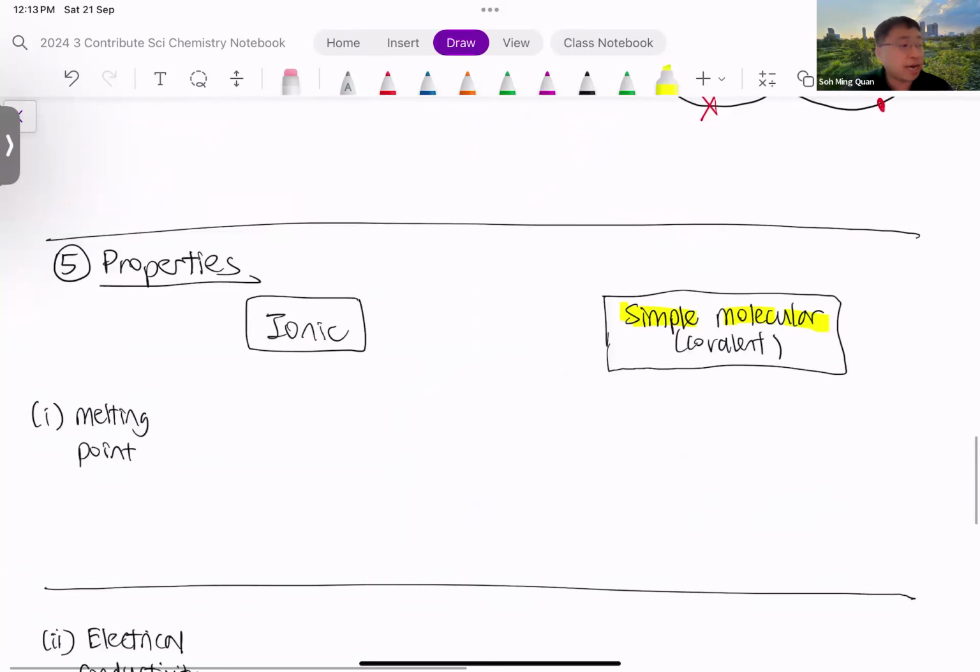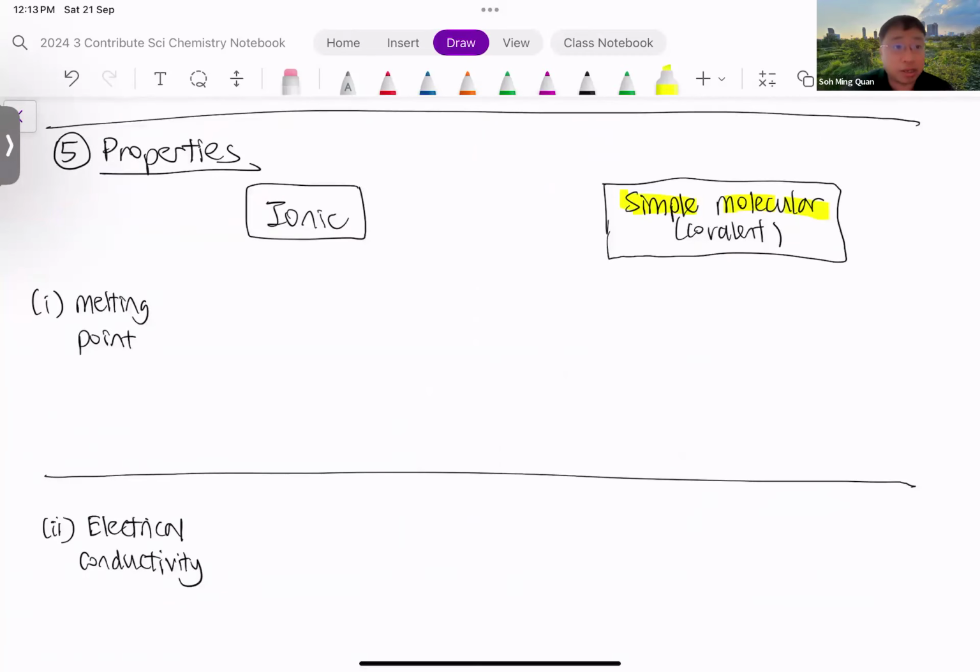Now, covalent is usually called simple molecular structure. So now we are going to discuss just 3 properties. The first one is melting point. The second one is electrical conductivity. You need to know how to describe the property. You also need to know how to explain the property. All right, so let's start. So ionic compounds have a high melting point. So the high melting point means that it melts at a very high temperature. So this melts at more than 500 degrees Celsius.